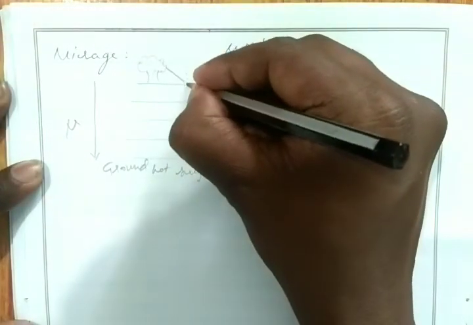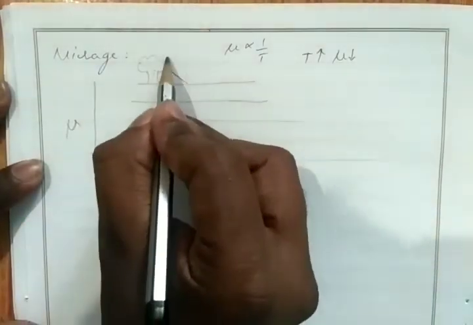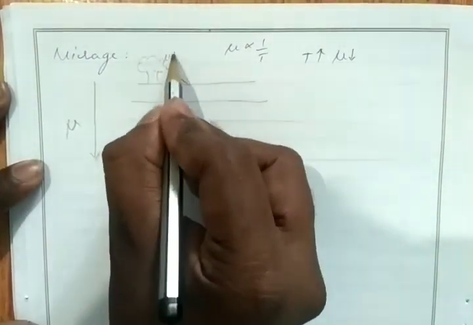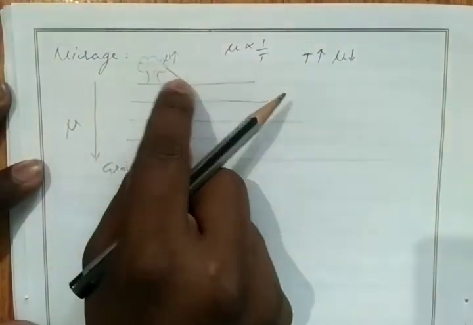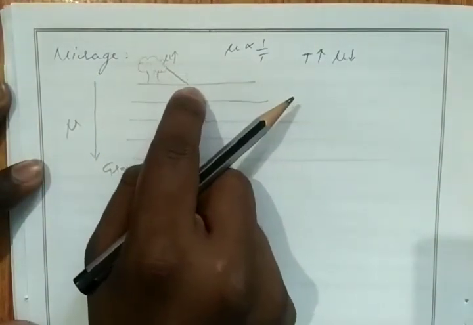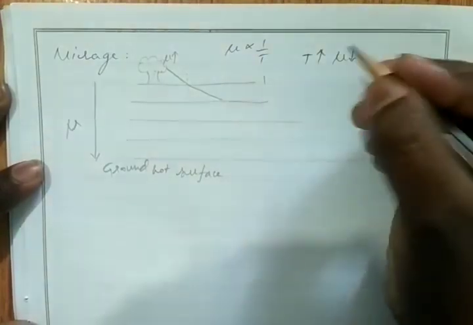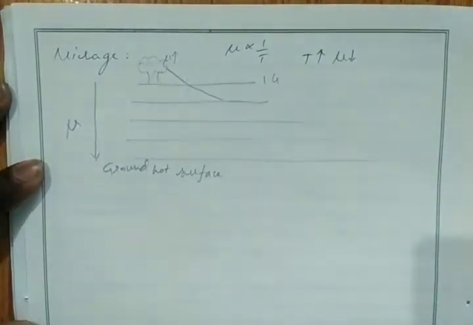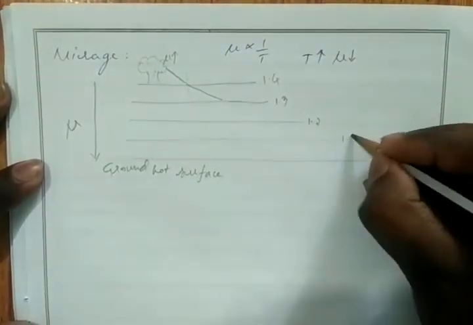So light falls from rarer medium to denser medium. Sorry, from denser medium to rarer medium. Actually it has more refractive index here. Here it is denser medium, and here it is rarer medium. So from denser to rarer, it moves away from the normal. Okay, for example, I take this as 1.4, then 1.3, 1.2, 1.1, 1.